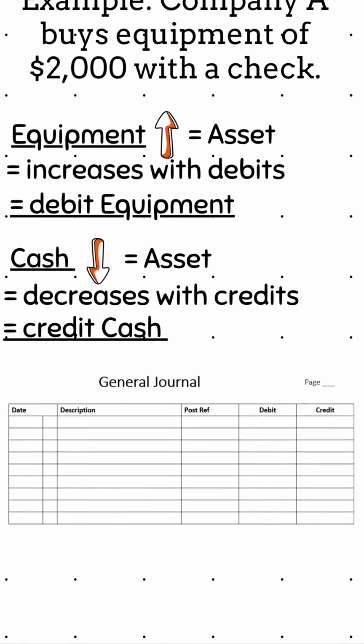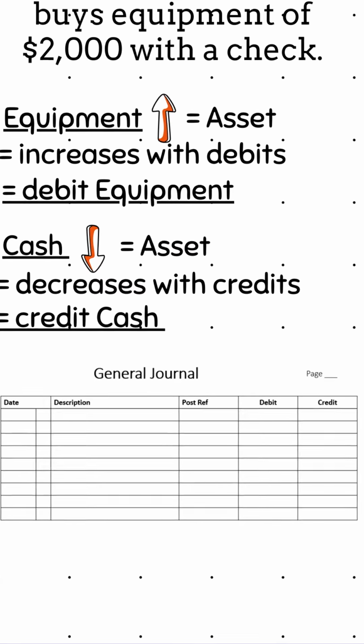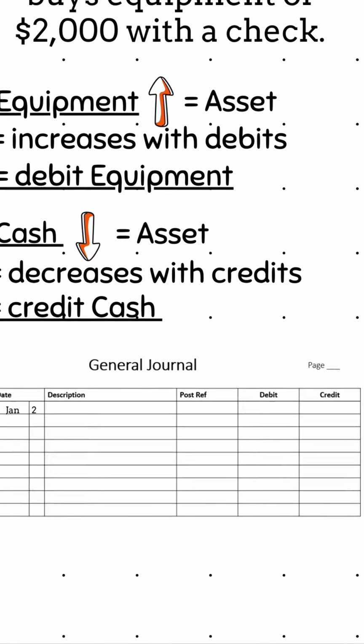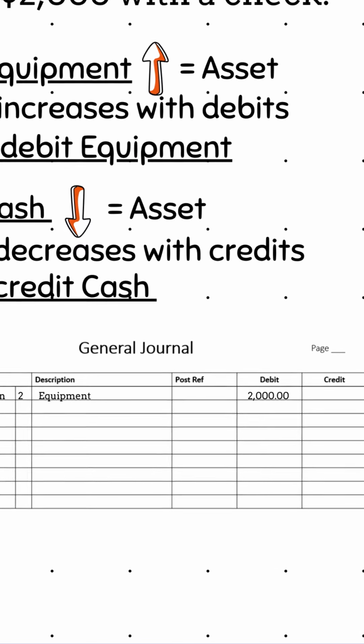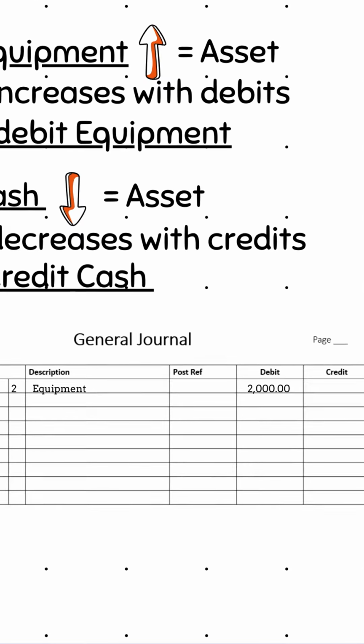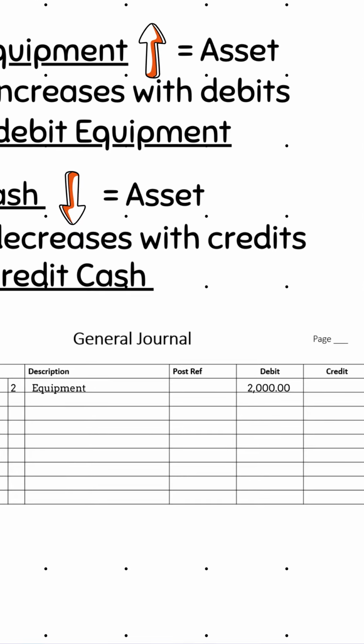and we are now ready to enter the information into the general journal, starting with the date of January 2nd. Next, we enter the account equipment into the description, and then the amount of $2,000 into the debit column. On the next line, we slightly indent and write the account cash into the description and the amount of $2,000 into the credit column. On the third line, we write a short description of purchase of equipment.